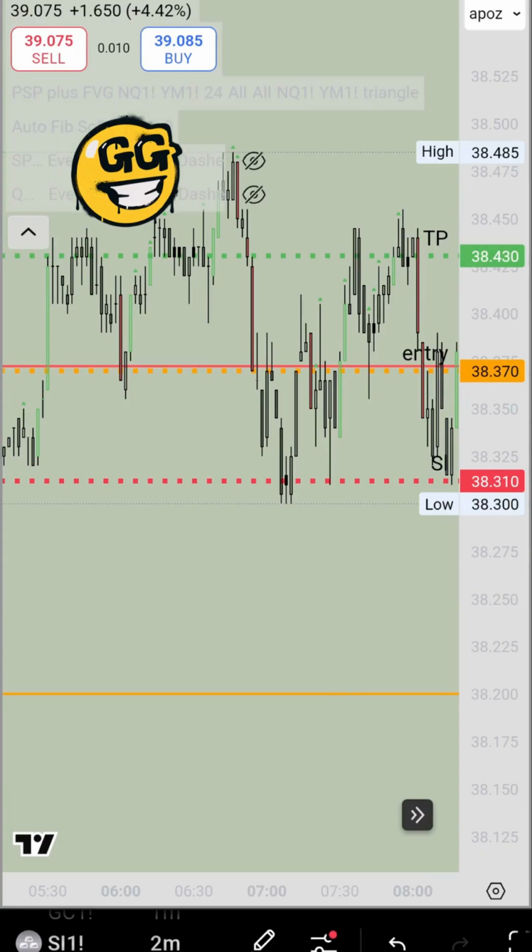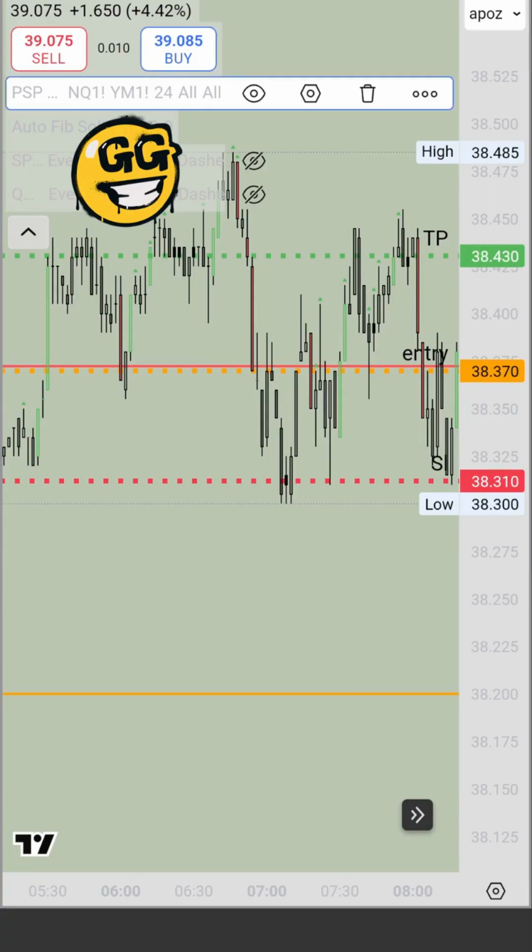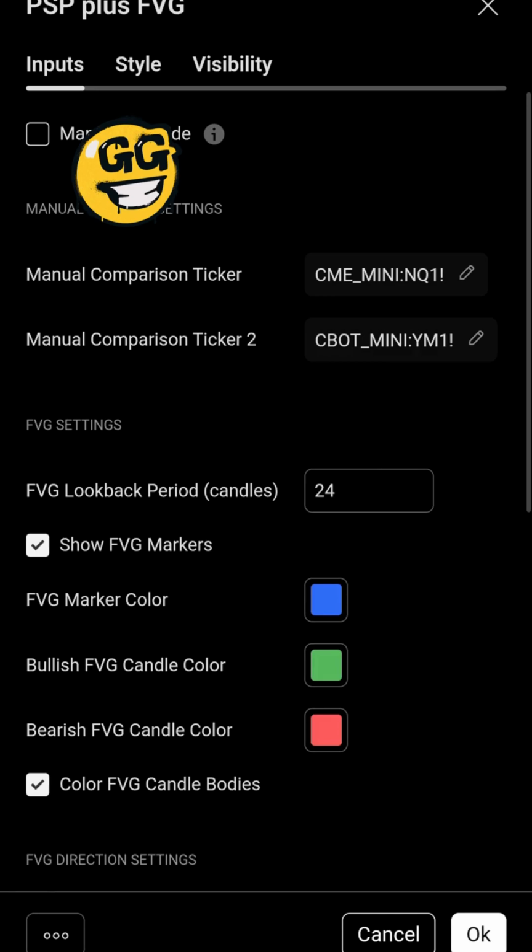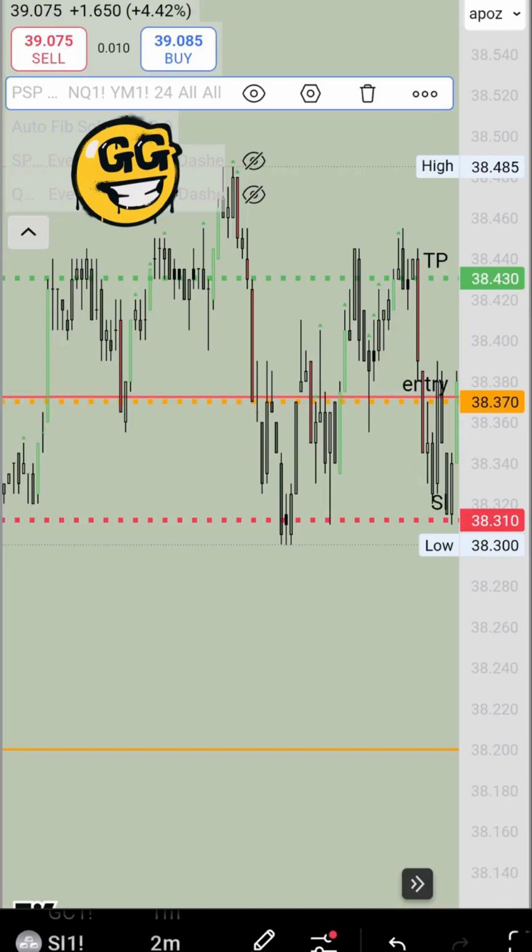Now, I have two indicators that I rely on for all of these strategies. And these are indicators that I developed. Here we have the first one. This is the main one. That's the PSP plus FVG. What this is going to do is highlight PSP candles, which are precision swing points. Those are candles where you can get more details if you learn quarterly theory. I've got the indicator to mark them for you, so you don't have to stare at a bunch of charts.